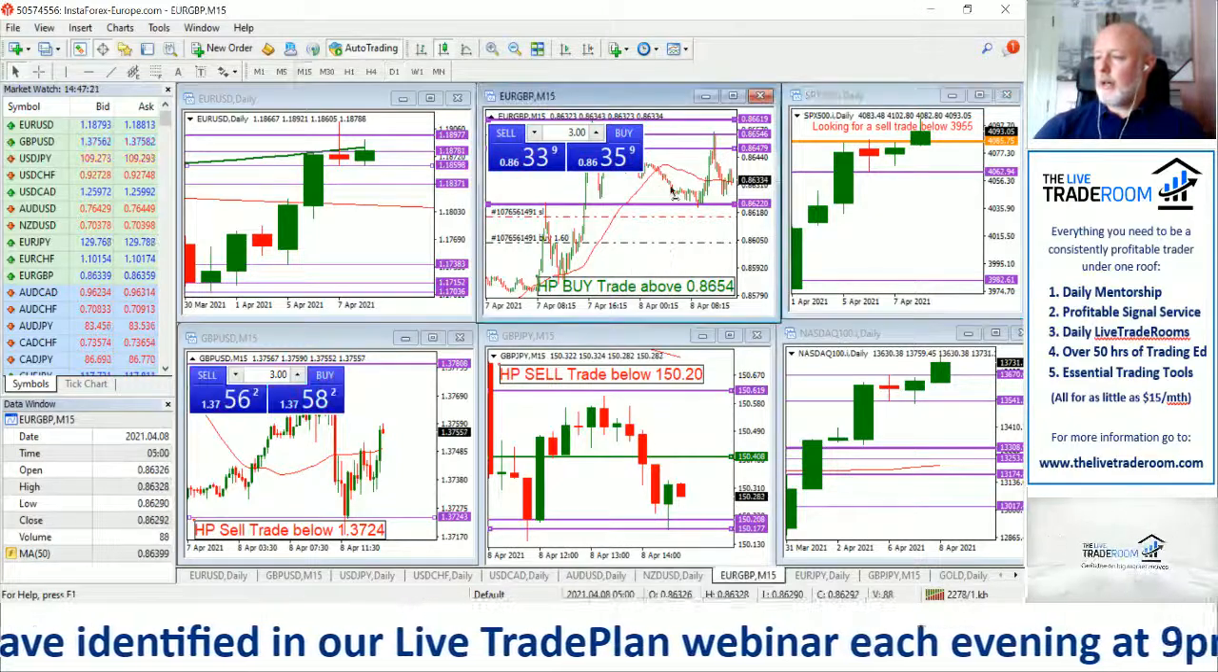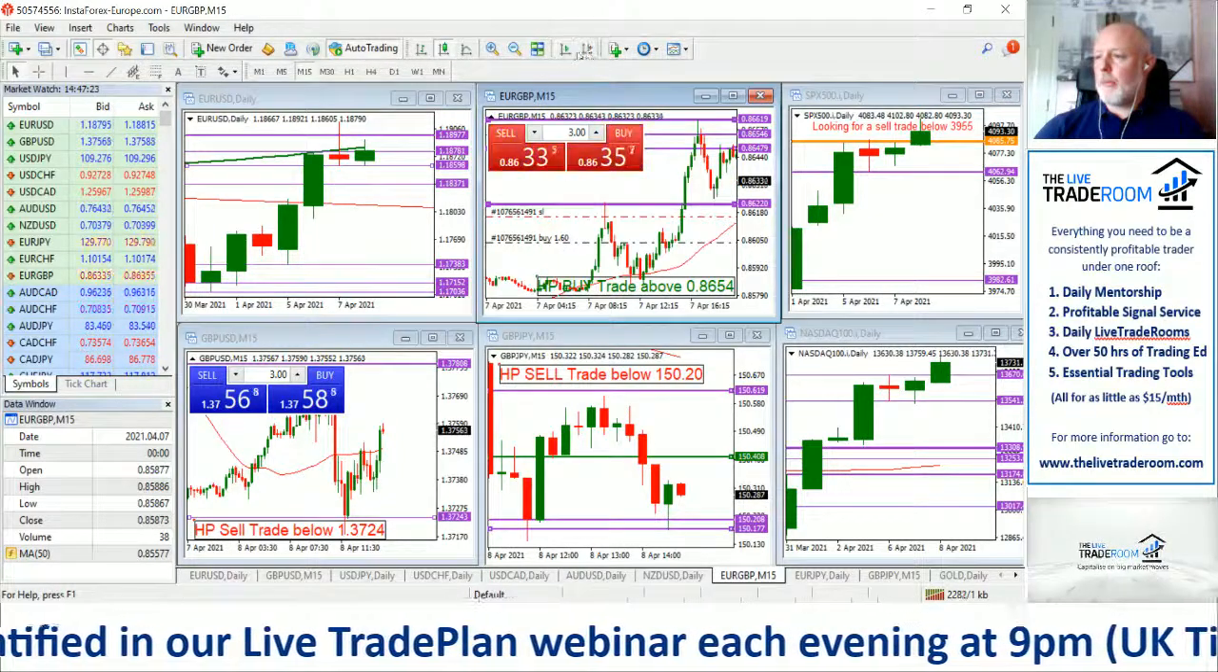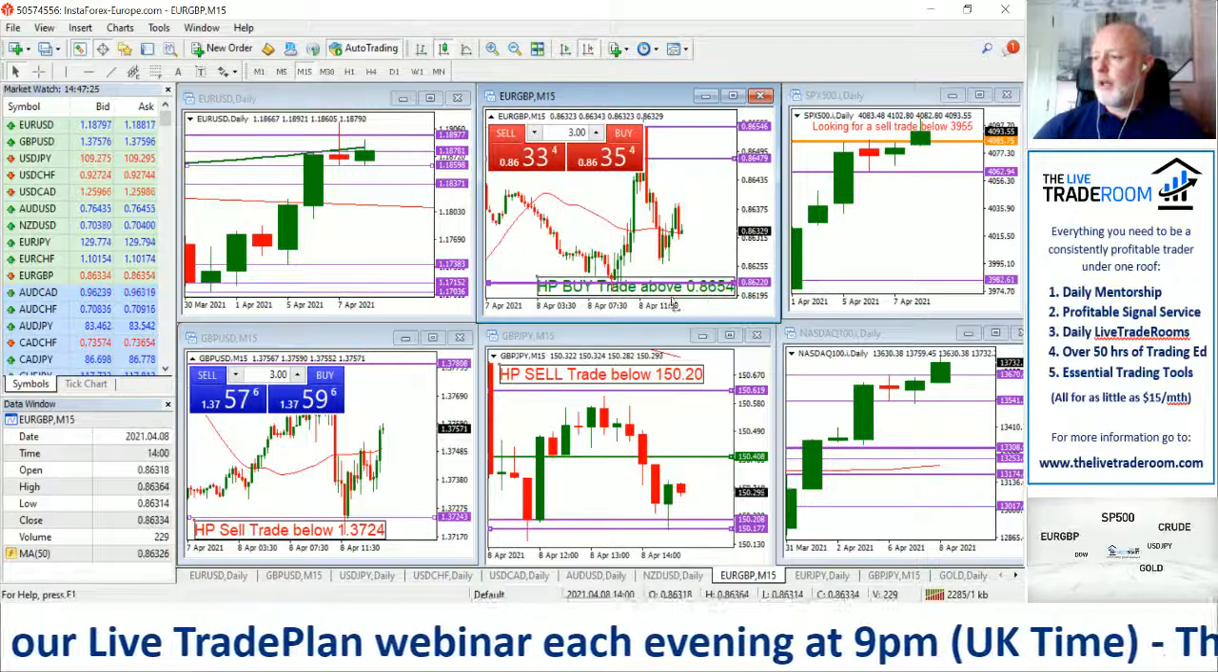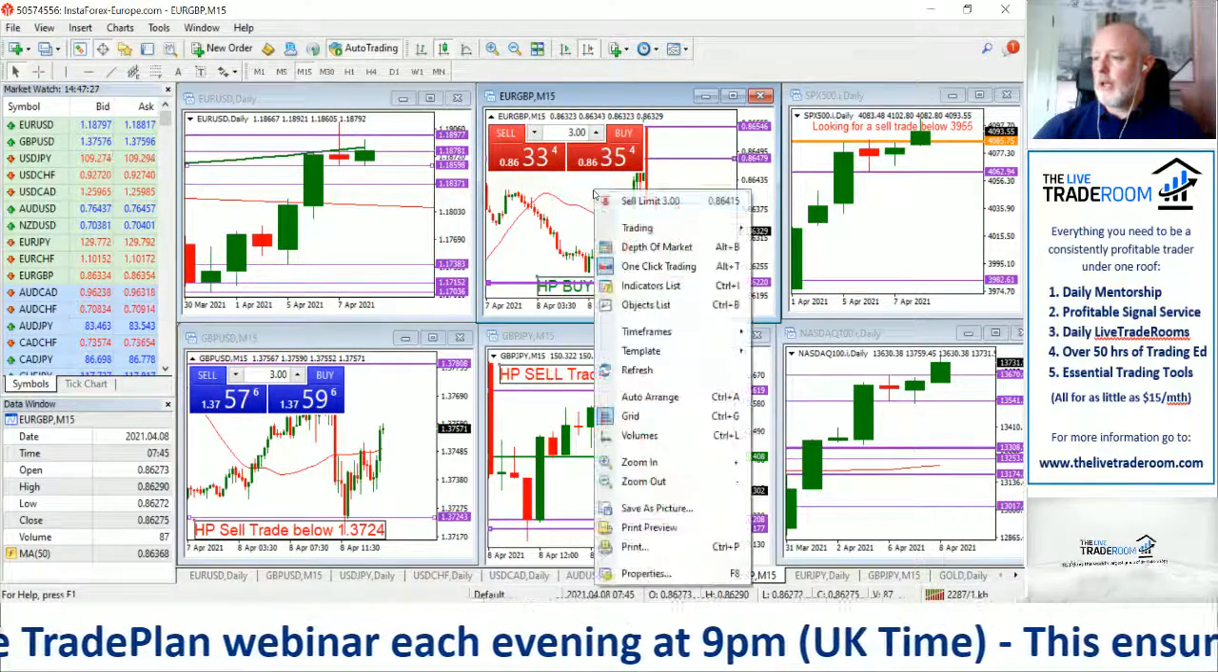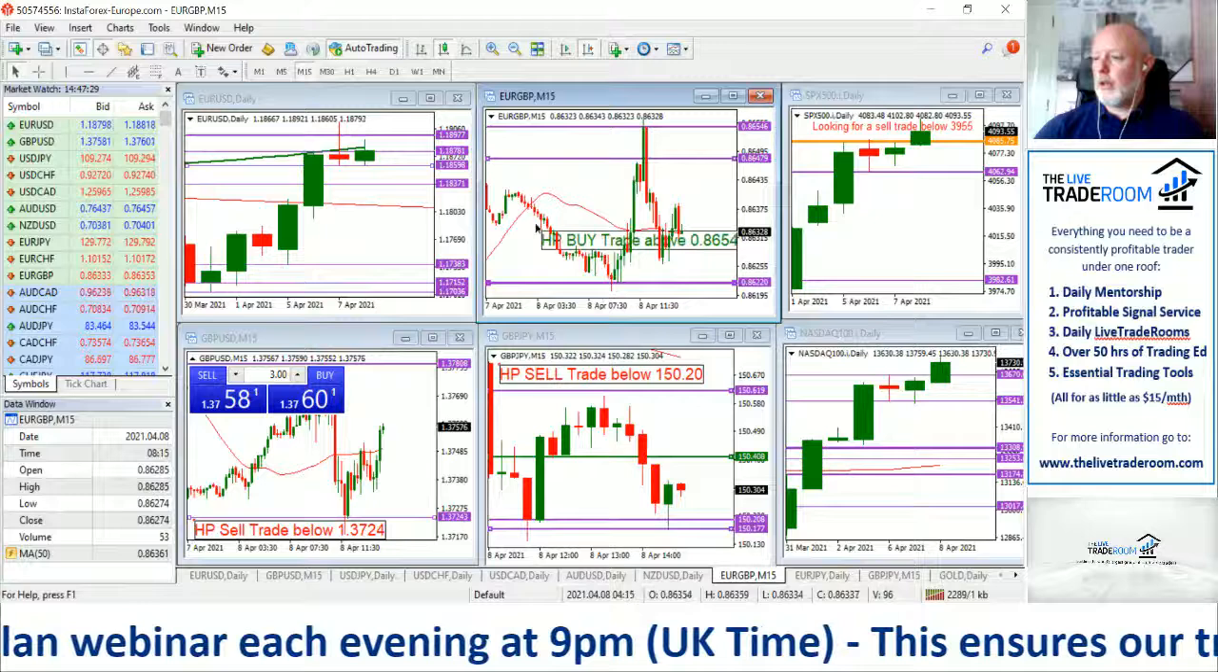Okay, so these are a trade. What I'll do is zoom in a little bit more on this price action here. I'll get rid of the one-click trading. Let's bring this up.